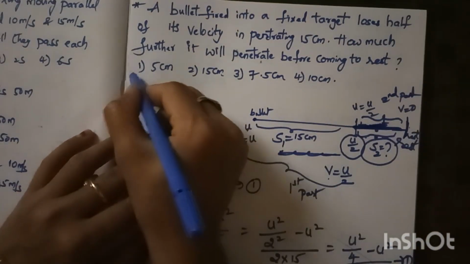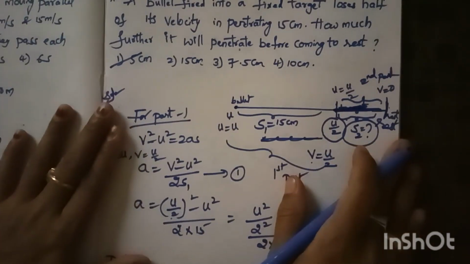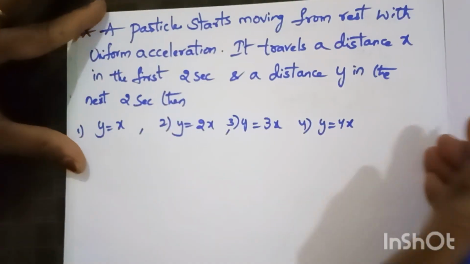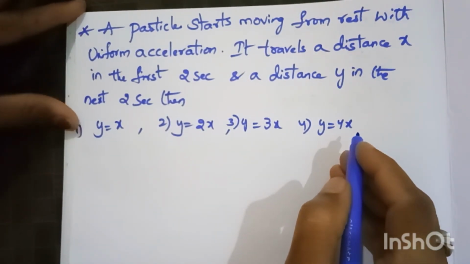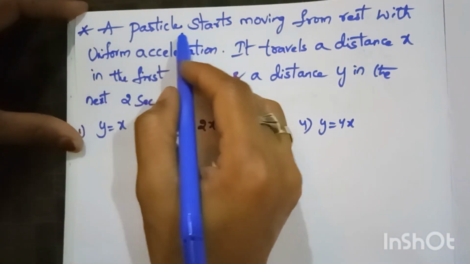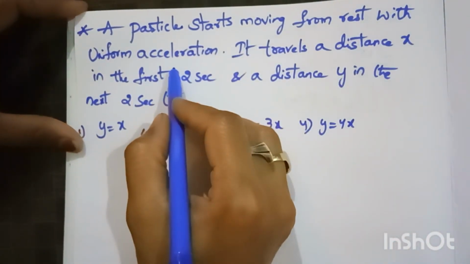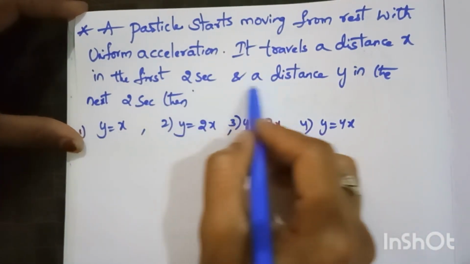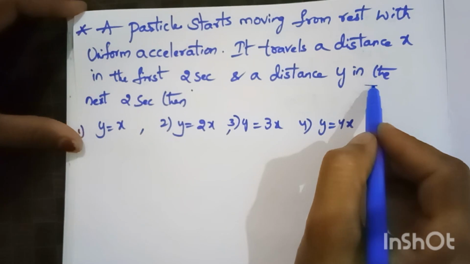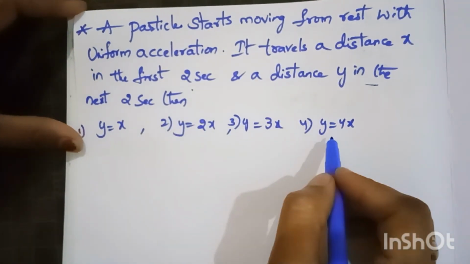So the answer will be option 1. So this is the problem based on kinematic equations. Now we are going to discuss one more problem based on kinematic equations. What they have given is: a particle starts moving from the rest with uniform acceleration. It travels a distance x in the first 2 seconds and a distance y in the next 2 seconds. Then they have given 4 options.